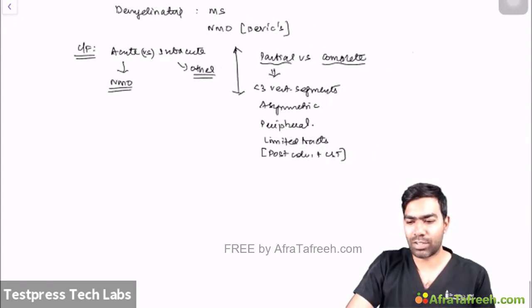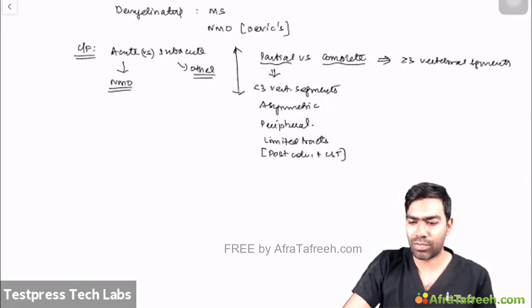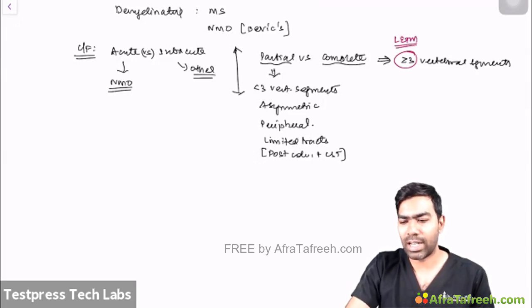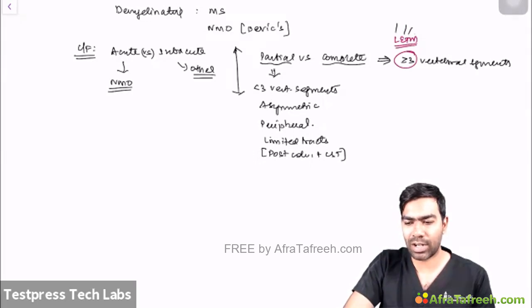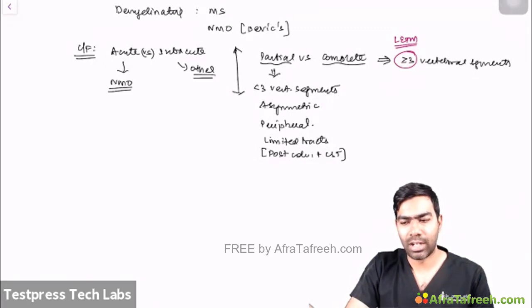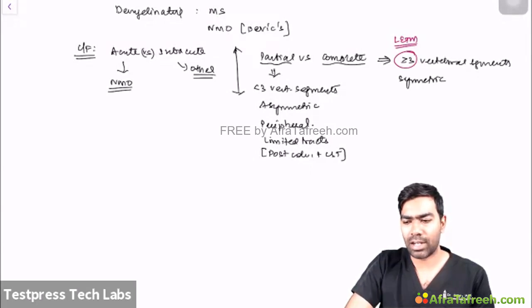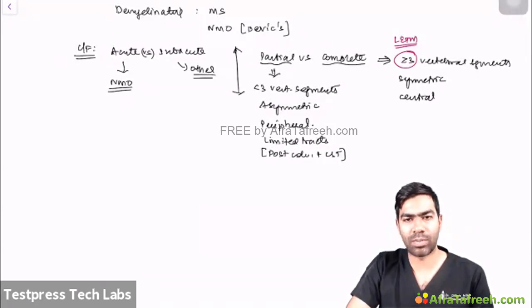Whereas in complete transverse myelitis, you will have 3 or more vertebral segments involved. Whenever 3 and above vertebral segments are involved, that is also referred to as LETM. So what is LETM? That is called longitudinal extensive transverse myelitis. LETM means longitudinal extensive transverse myelitis, complete transverse myelitis. More often it will be symmetric in nature, and it will behave more like a central cord syndrome. It will be central, and they'll have reduced motor, sensory, and sphincter function.